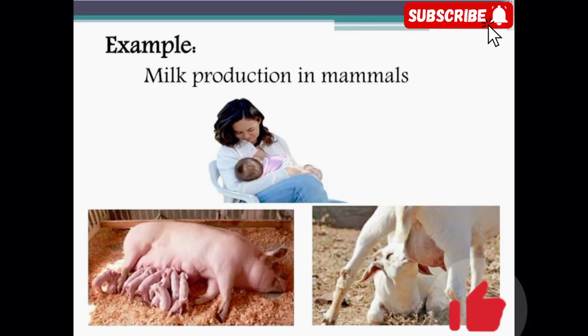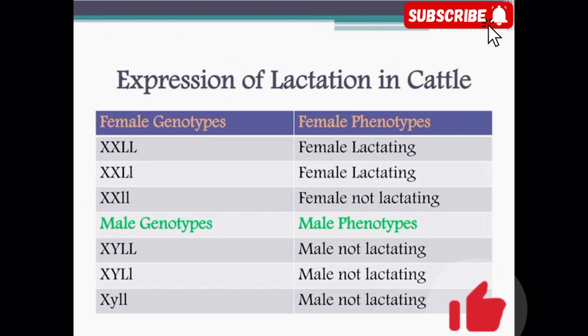In this picture, you can see that milk production in mammals is a sex limited trait and it is only present in females of the mammals. Expression of lactation: lactation means giving milk to the young one, or the production of milk. In cattle, in homozygous dominant condition, the female is lactating. In heterozygous condition, the female is lactating. In homozygous recessive condition, the female is not lactating.